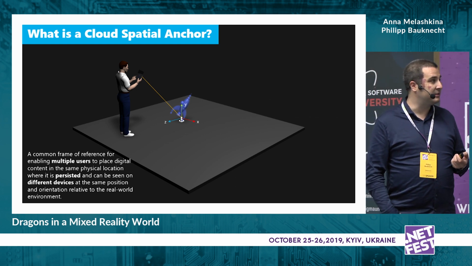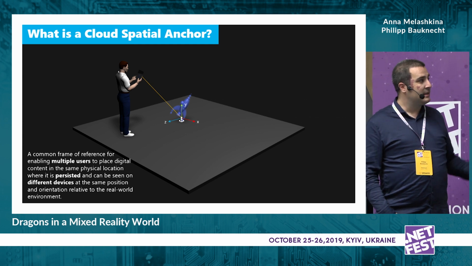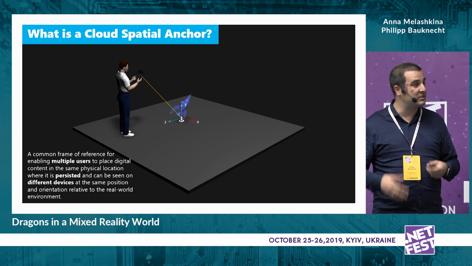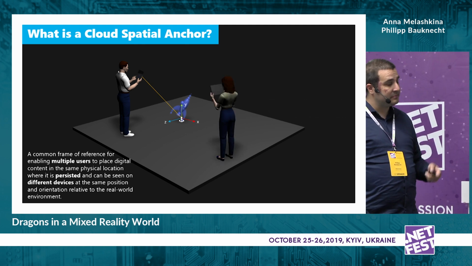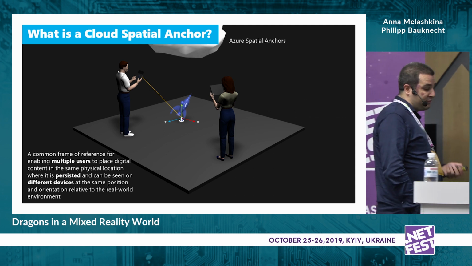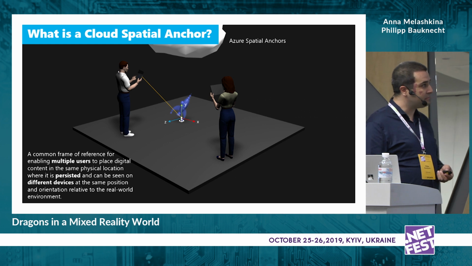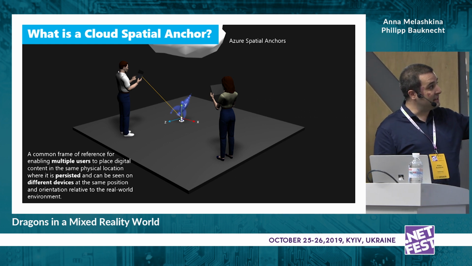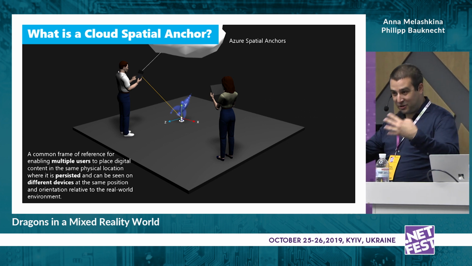A cloud spatial anchor starts with the same idea. I'm looking at a certain point, and if it's interesting enough for the camera, if there's enough unique points in that, I can then start having a second user and a cloud instance, for example, Azure Spatial Anchors. It's a cloud service running in Azure. And I can use the point cloud that I'm collecting on the first device, send it up to the cloud, store the point cloud there.